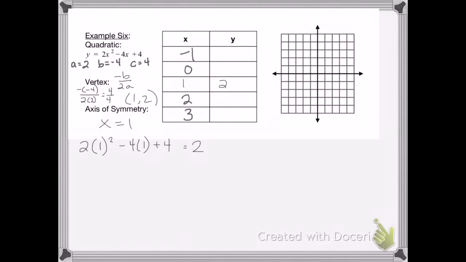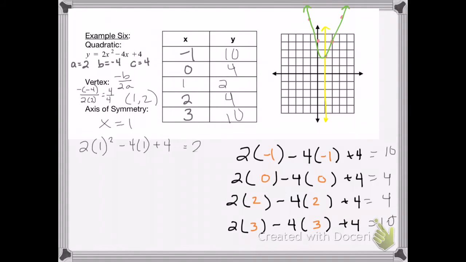All right, welcome back. Hopefully you did that problem perfect. So you should have found your y values of 10, 4, 4, and 10, okay, by plugging them in with our function notation. I have all that worked down at the bottom if you're confused how I got those numbers. And next thing you'll do is graph your axis of symmetry.